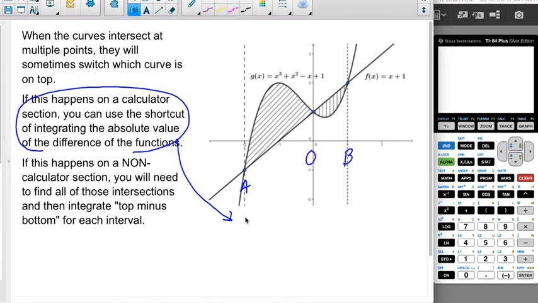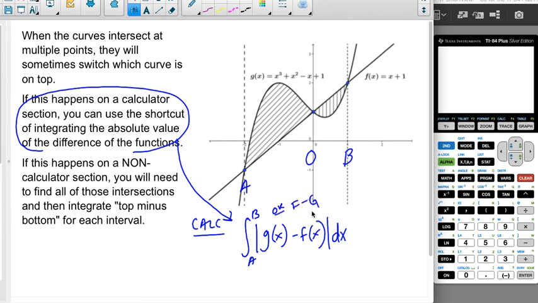On a calculator section, I could just integrate the entire thing from A to B, and I could do the absolute value of whichever curve I want minus whichever other curve I want. It really doesn't matter, because it doesn't matter which one's on top. So I could either do this or I could do F minus G. It doesn't matter which order, like it doesn't matter if these are switched, okay?